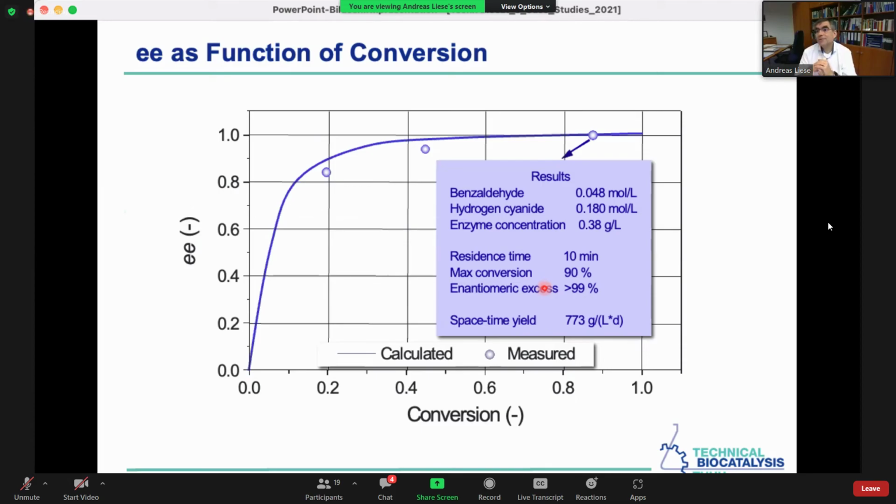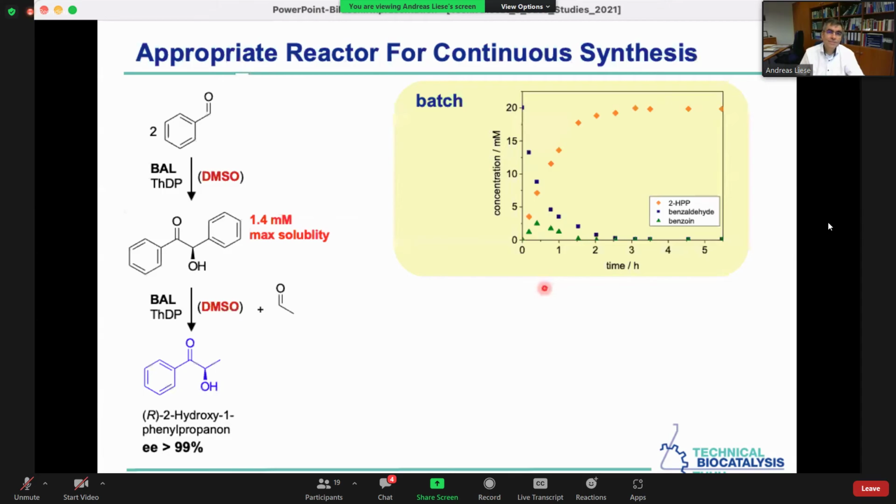Okay, and now we're coming to the last case study for today. This reaction sequence, once again, is also enzyme class 4. It's an enzyme named benzaldehyde lyase. The important message is we have one starting material, benzaldehyde, but two molecules. Those two react to an intermediate named benzoin. And then by adding acetaldehyde, this is split up again, and we're generating 2-hydroxy-1-phenylpropanone.